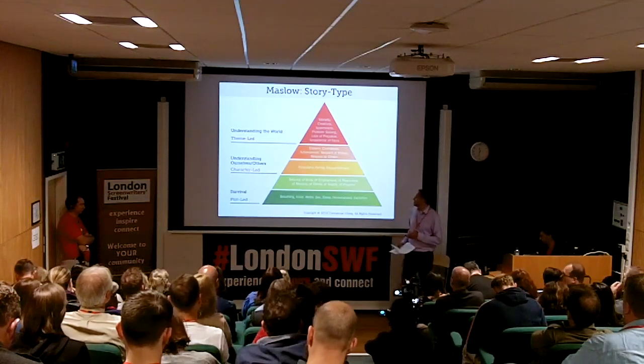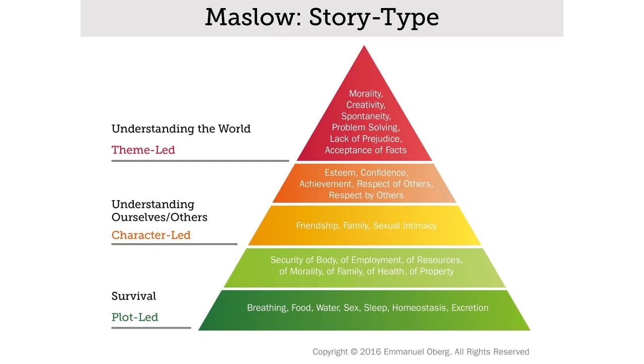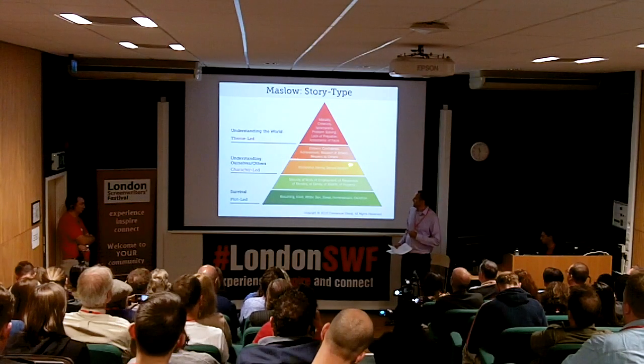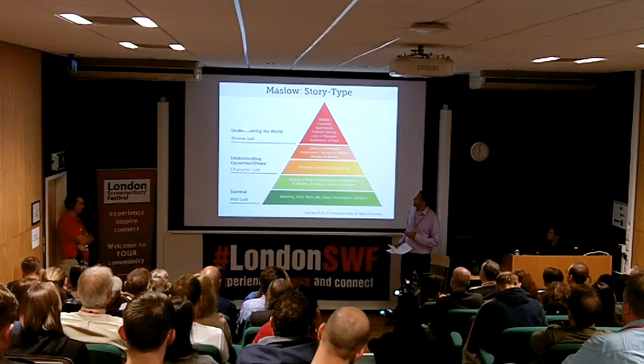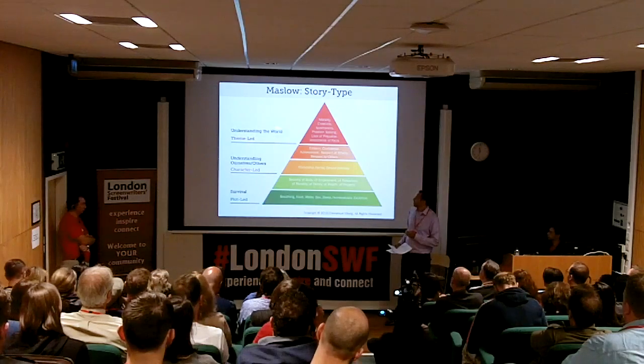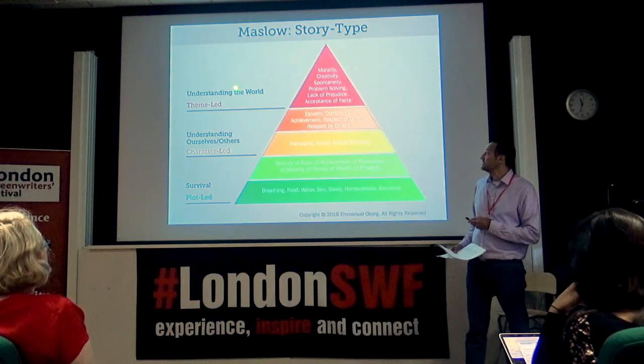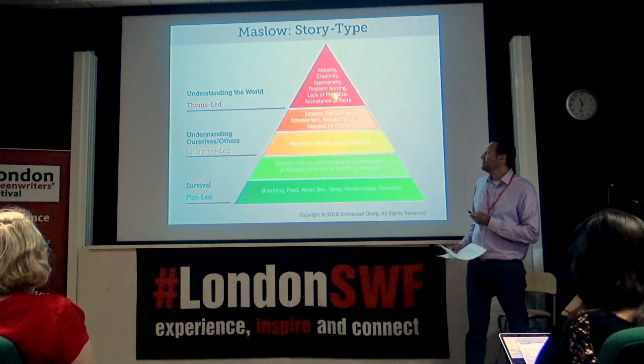And lastly, the story type. Thrillers tend to be about survival, and that's why they're mostly plot-led, as we say here. Character-led is usually about understanding ourselves and others, which is not what thrillers do best, but it can happen. And so they tend to be hovering in this area. And theme-led stories, multi-stranded narratives, tend to be about understanding the world, understanding society, and so on. And the main problems tend to be at the top of the pyramid.